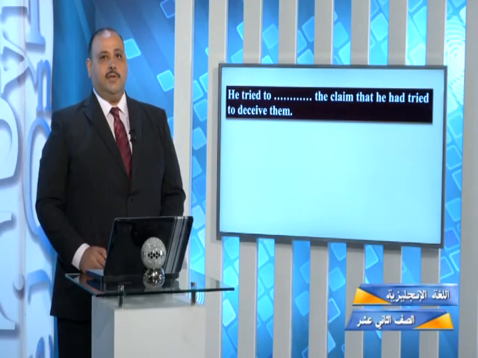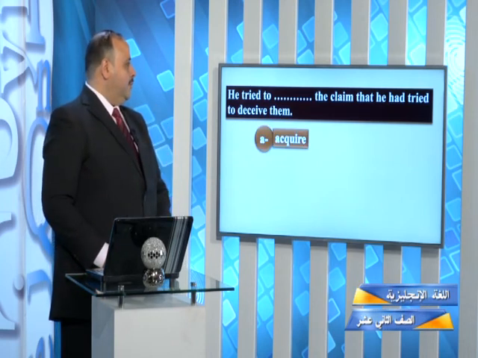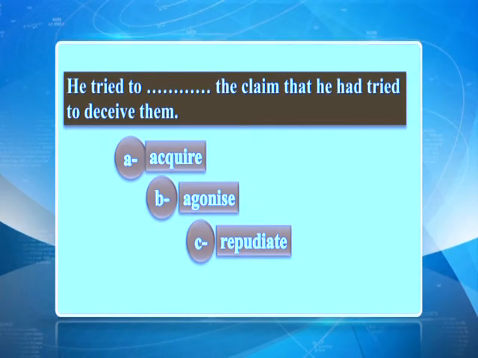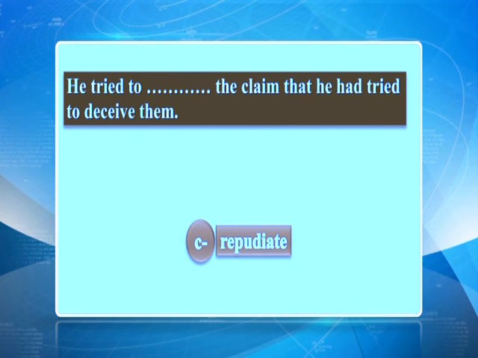Again, he tried to, the claim that he had tried to deceive them. Now we have the word deceive. The word here means that someone does not agree or does not accept something. Let's see. Remember, acquire, agonize, repudiate, execute. Now the correct answer is repudiate.